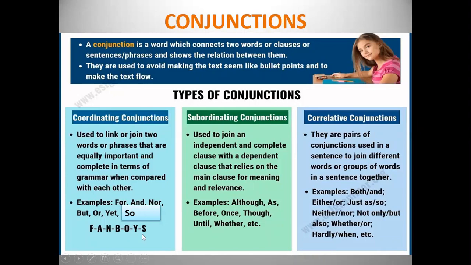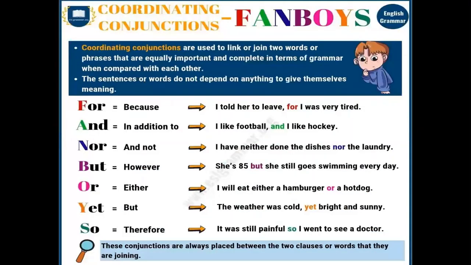So now you can see, I can explain here also. This is again the same definition, saying that coordinating conjunctions are used to link or join two words or phrases that are equally important and complete in terms of grammar when they are compared with each other. Now the sentences or words do not depend on anything to give themselves meaning. They are not depending on each other. Now you can see FANBOYS.